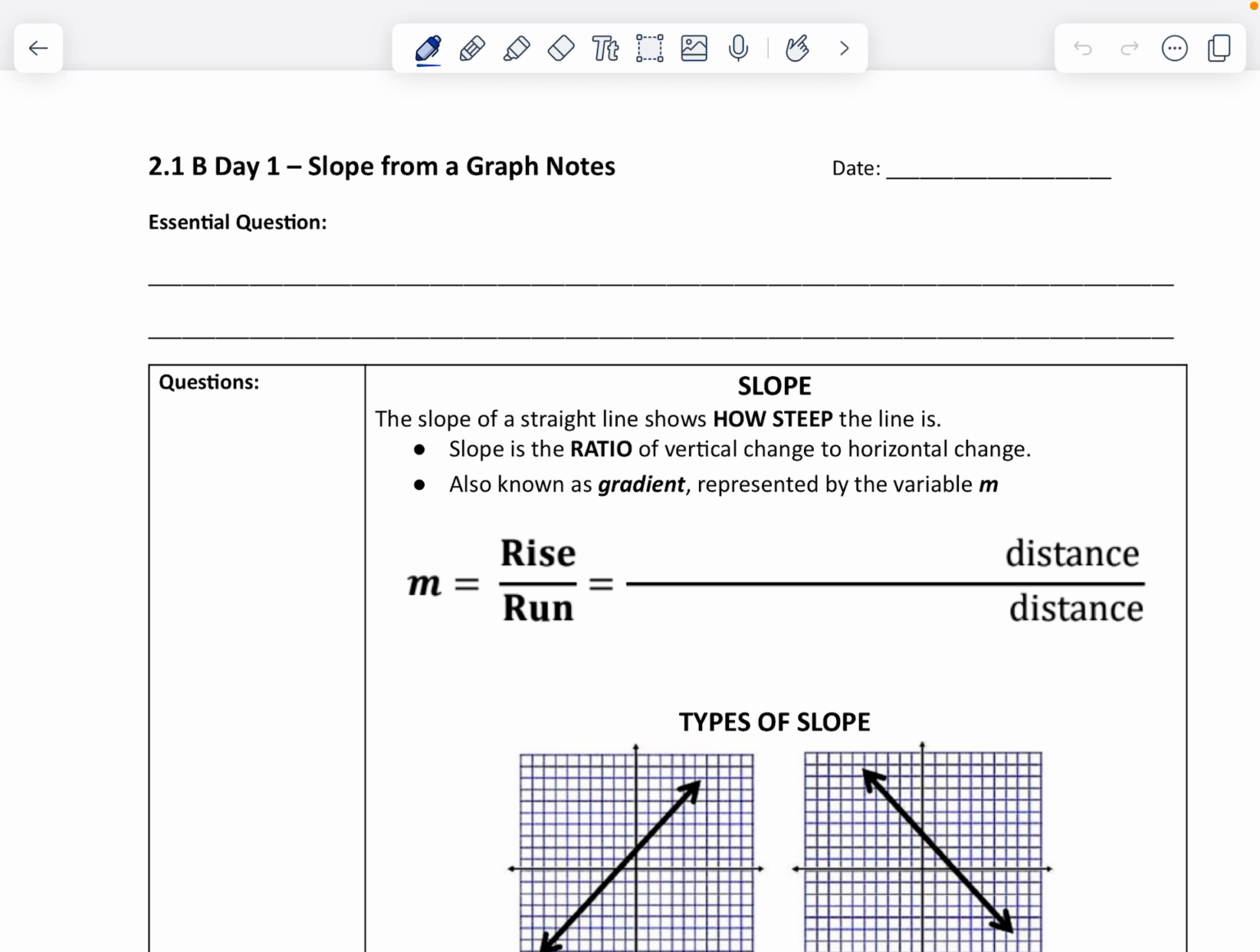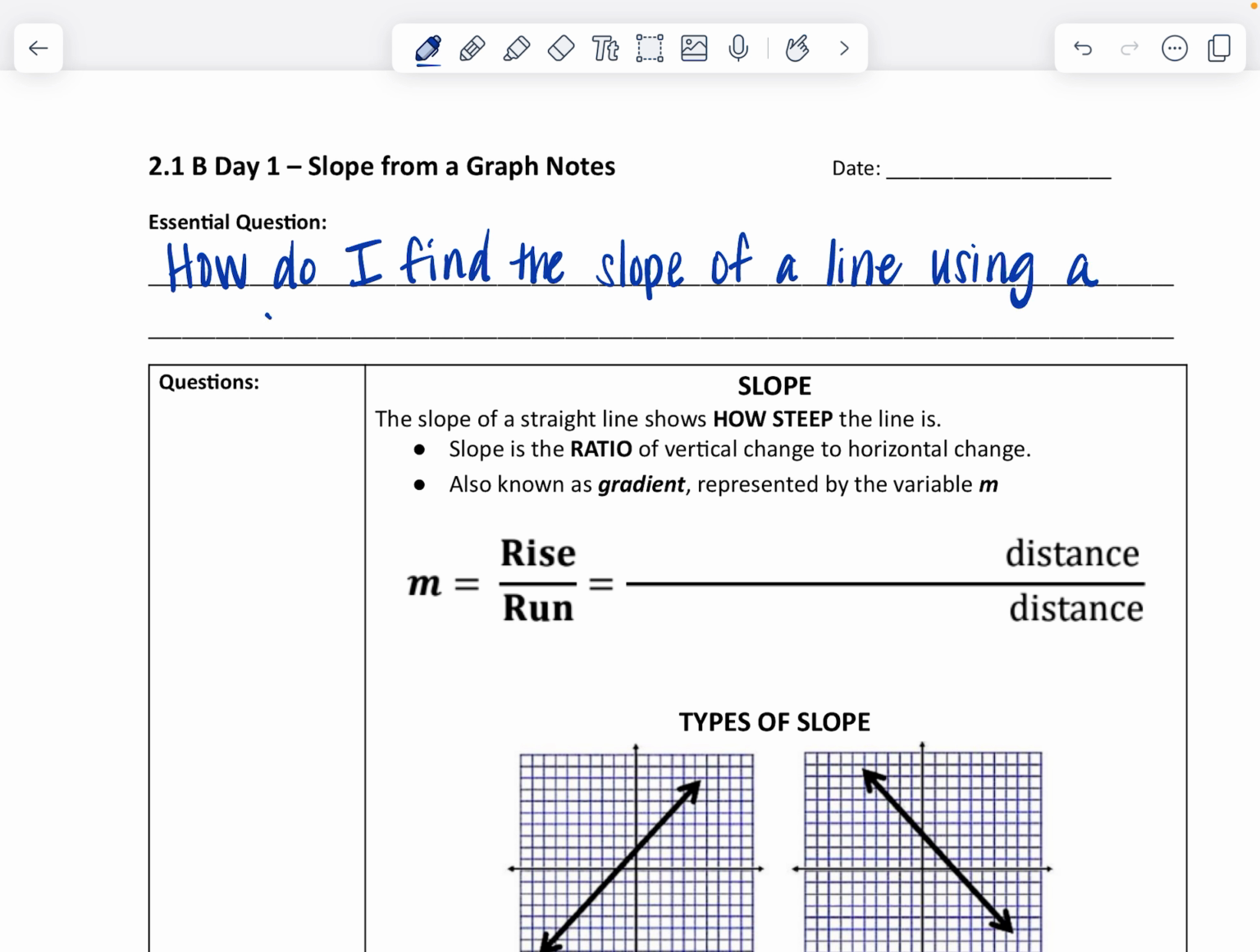Today's notes are 2.1b, day 1, finding the slope from a graph. So our essential question will be, how do I find the slope of a line using a graph?